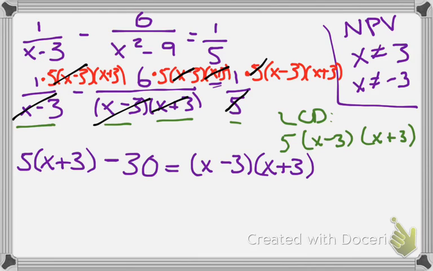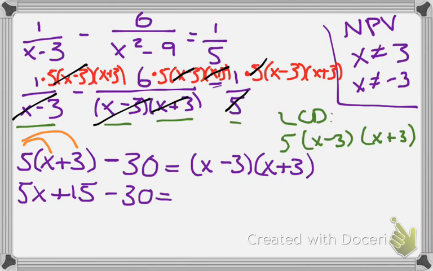Okay, so my goal for these questions is I want my answer to be x equals something. So what I'm going to do is start using distribution and FOIL, right? First, outer, inner, last, so that I can find out what x equals and hopefully start to simplify it. We'll start off by doing some distribution. So we have 5 times x, 5 times 3. Okay, so I get 5x plus 15 minus 30.